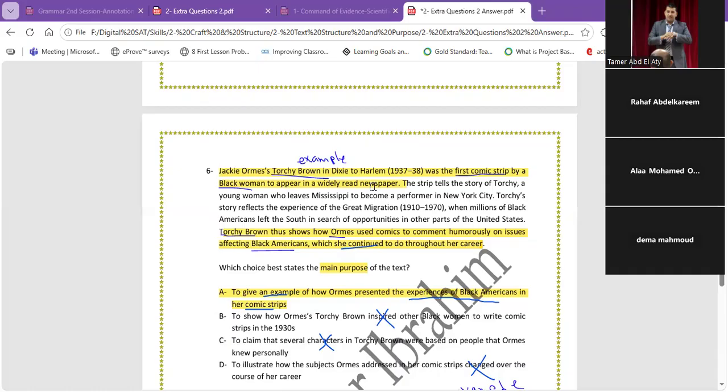So here it just gives us an example of one of the comic strips that started appearing in a newspaper, written by a black woman. Okay, Torchy Brown, this one, thus shows how Orms used comics to comment humorously on issues affecting Black Americans, which she continued to do throughout her career. There is something called black comedy.